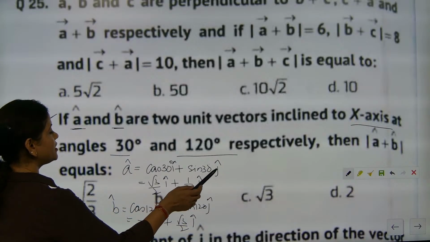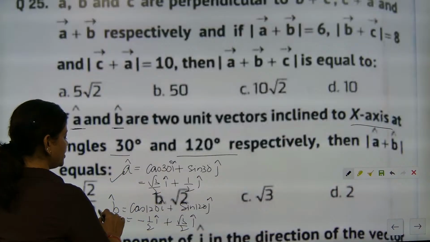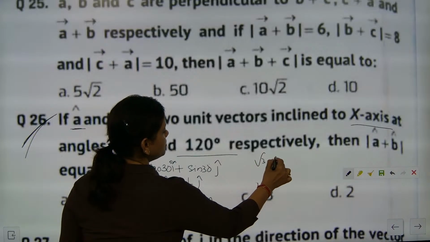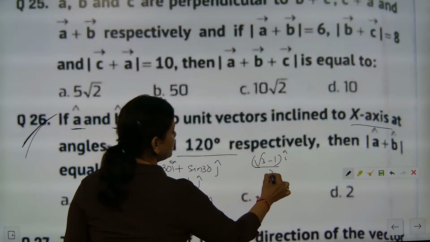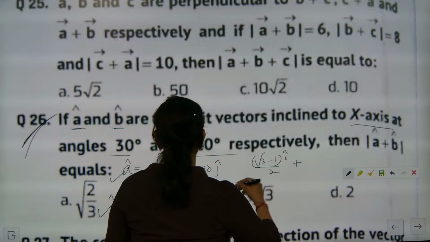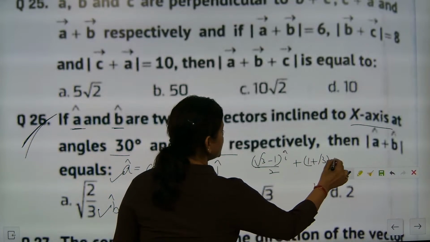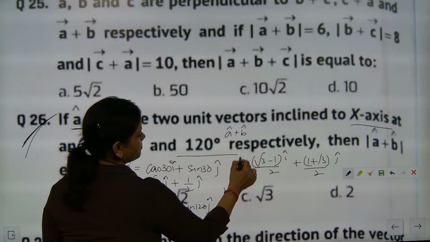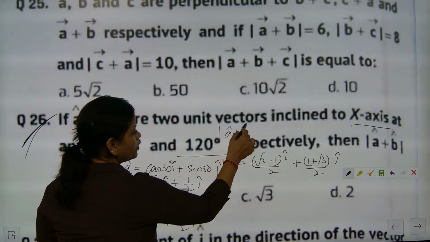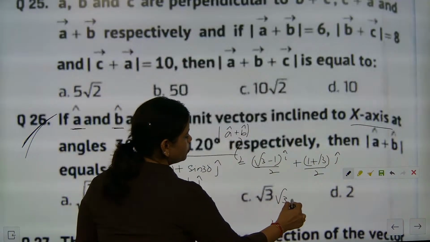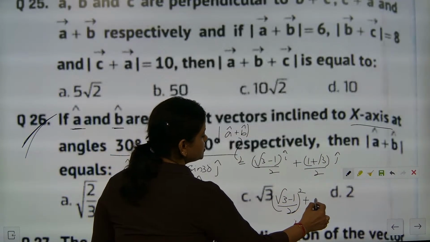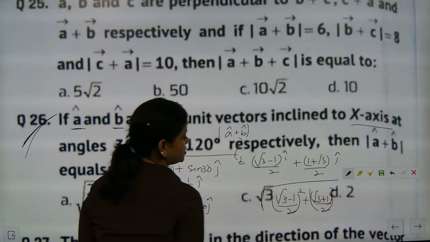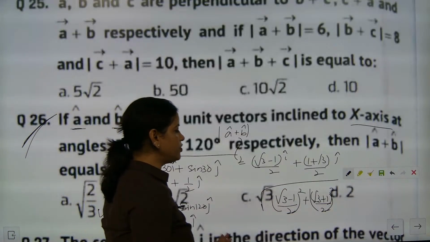Now they are telling a plus b. So first add this one and this one. It will become root 3 minus 1 i cap divided by 2, plus 1 plus root 3 j cap divided by 2. This is a cap plus b cap. Now they are telling the modulus of it. Modulus means you have to find root under the square of root 3 minus 1 by 2 plus the square of root 3 plus 1 by 2. When you solve, you will get the answer.